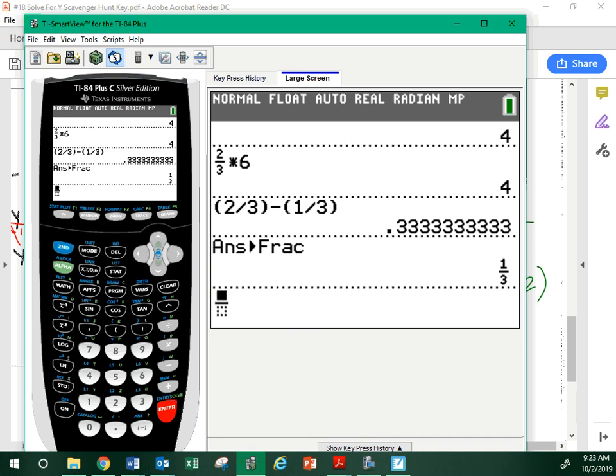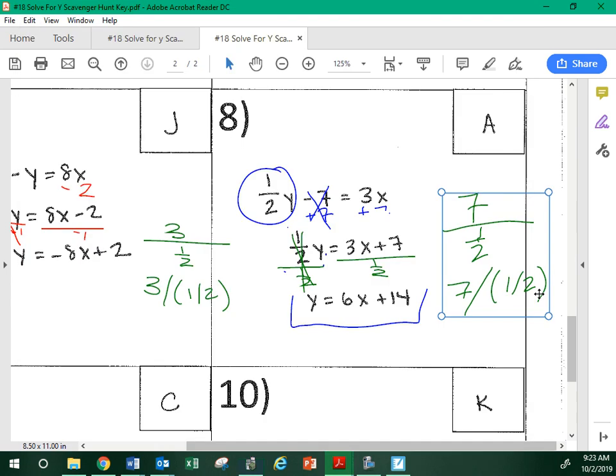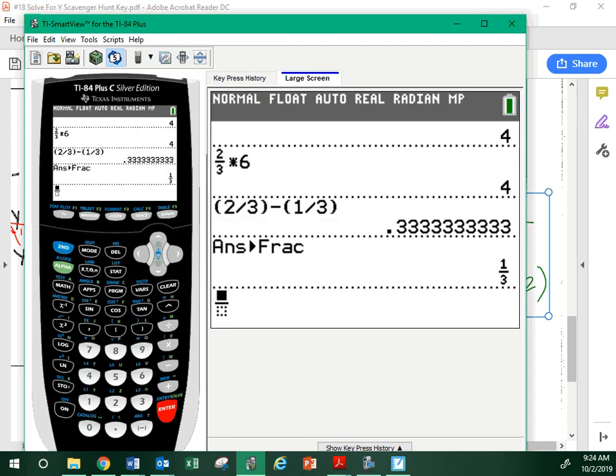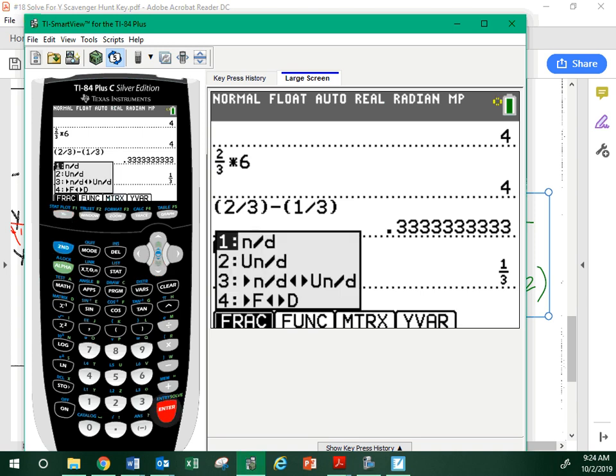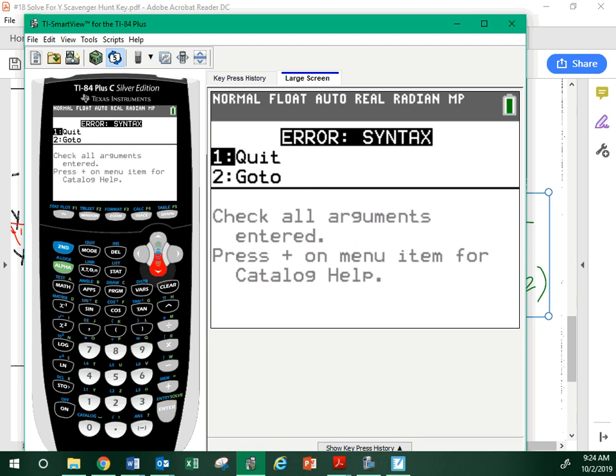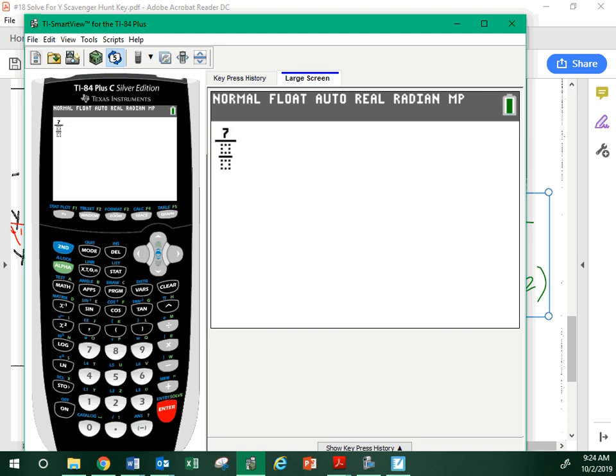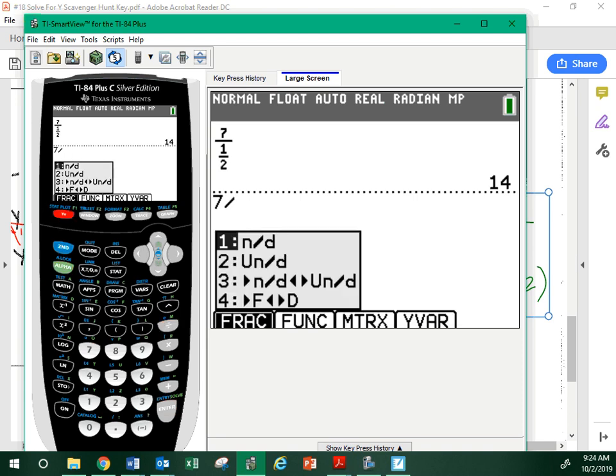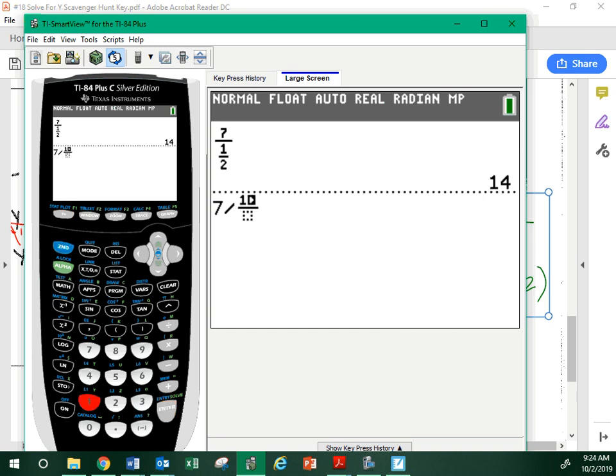So when you have that fraction within the fraction, let's say we had 7 divided by 1/2. I have 7 on top, and then I have to do another fraction inside there: 1 divided by 2. It gets a little complicated that way, or you can say 7 divided by, and then alpha y equals 1.